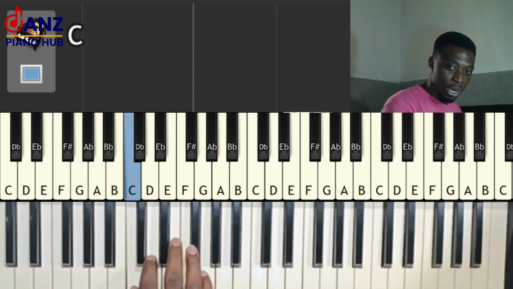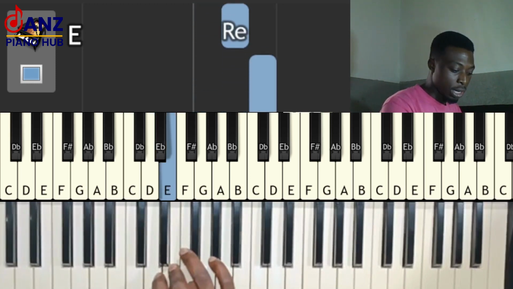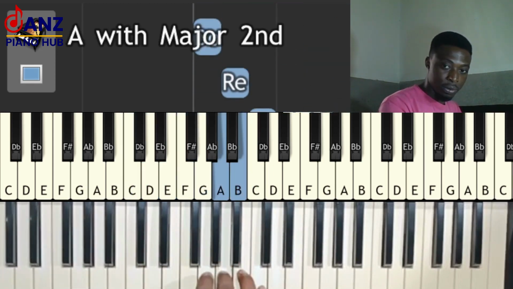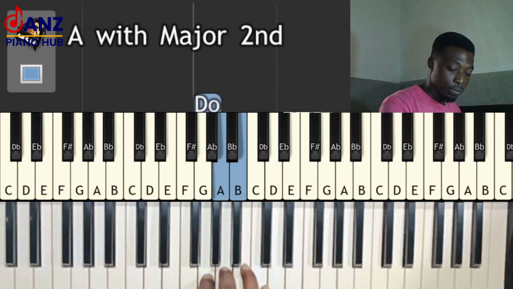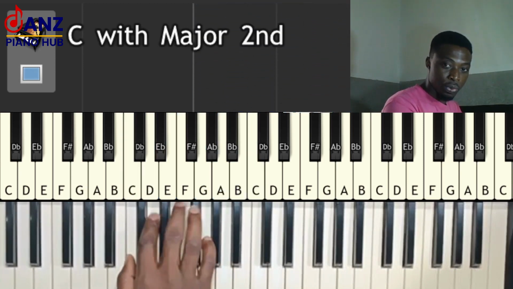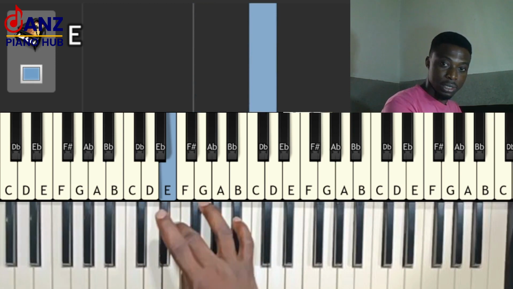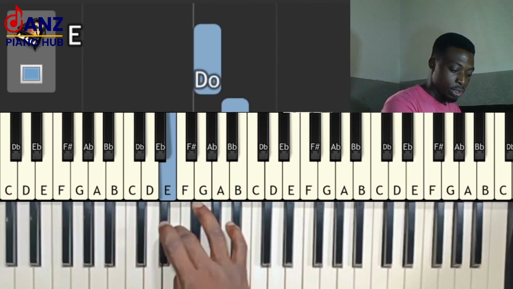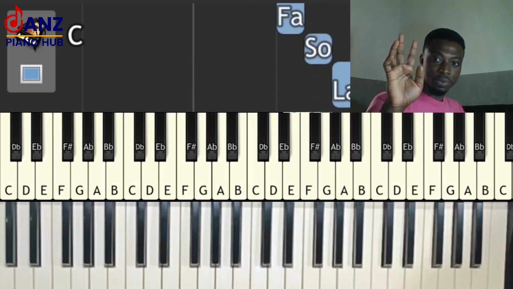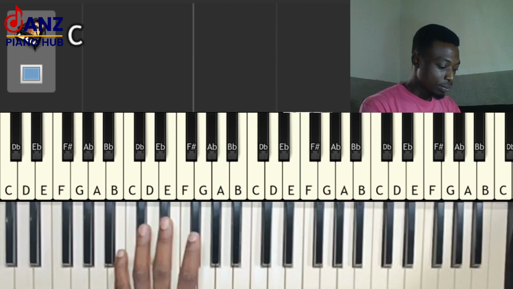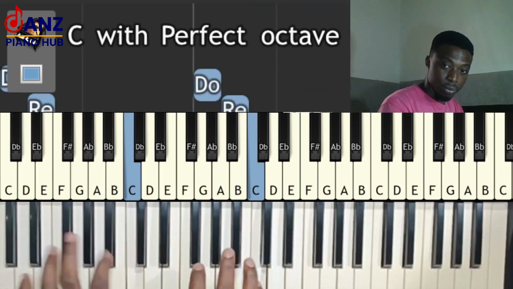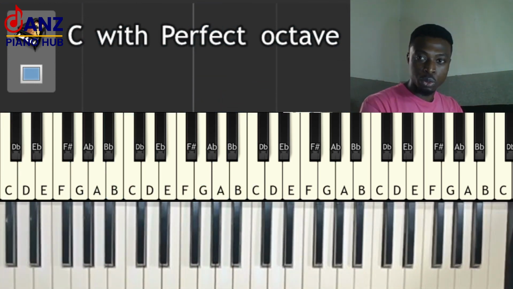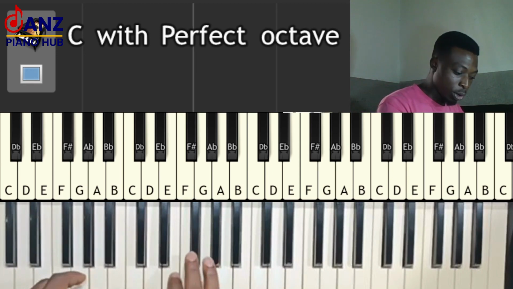This is it. 1, 2, 3. Then your thumb will cross under, 1, 2, 3, 4, 5. Again, 1, 2, 3, your thumb goes under to F, 1, 2, 3, 4, 5. That is for your right hand. For your left hand, you take out time to practice that so that your fingers will get used to it, before you now begin to practice your chord.